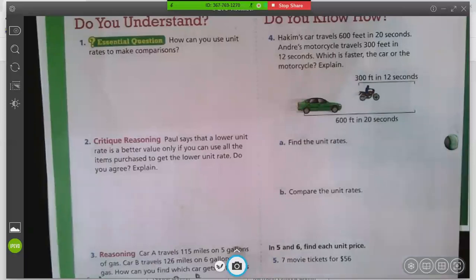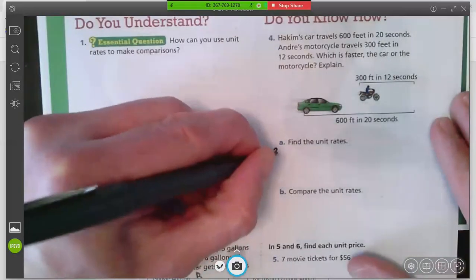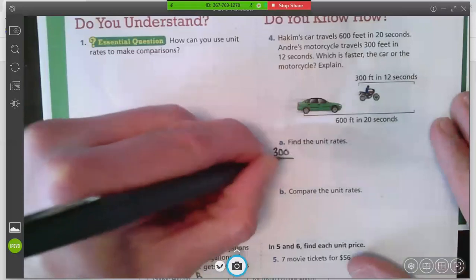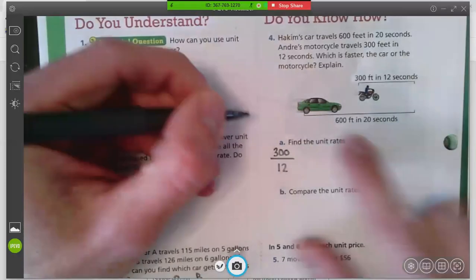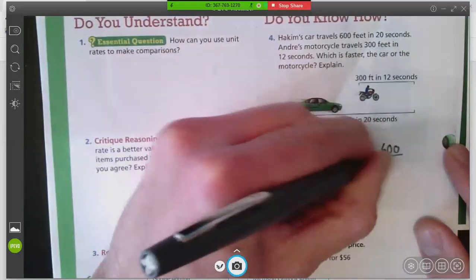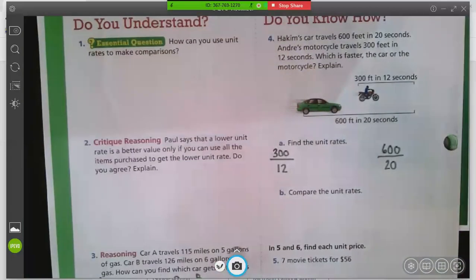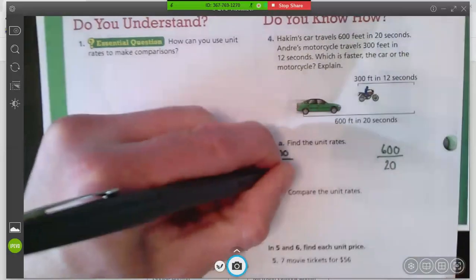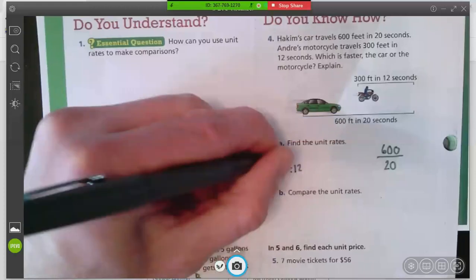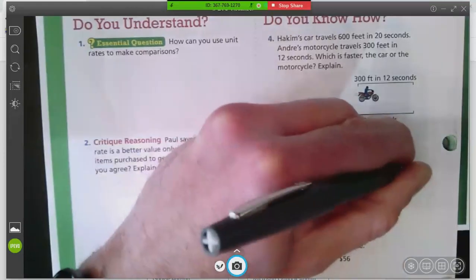Okay, so let's look at the motorcycle first. The motorcycle is 300 feet in 12 seconds. The car is 600 feet in 20 seconds. Now, what do I need to do here? I need to divide both sides here by 12, and then divide both sides here by 20.